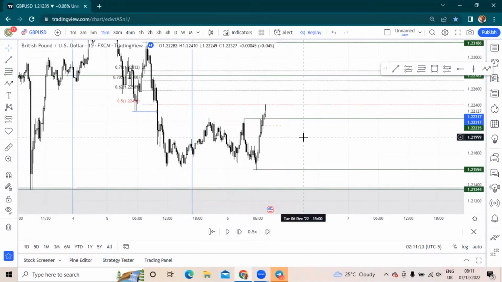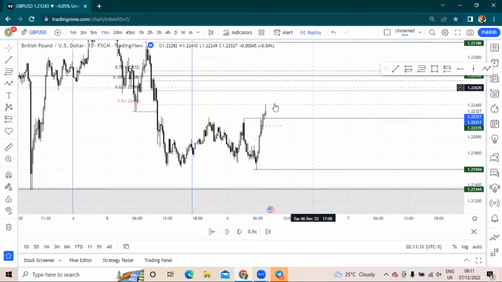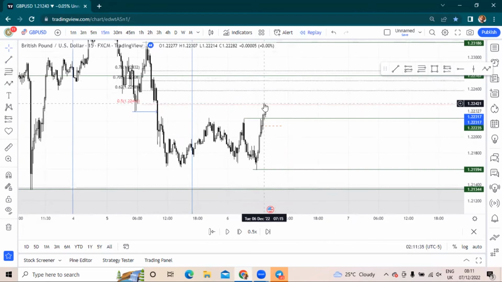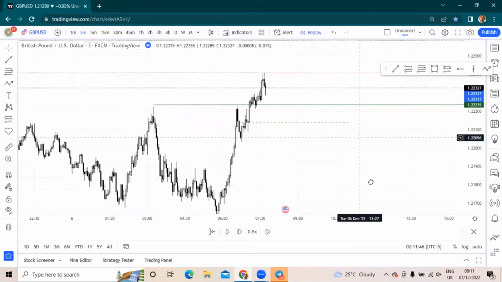Okay, so seeing that, what I want to do is go to the 3 minutes and look for a breakout structure, because we have cleared this buy side liquidity, and we have also gone to premium, or the equilibrium of the range, which is a 50% retracement on the fib. So on the 3 minutes, I want to see a breakout structure, and then I'll get involved.